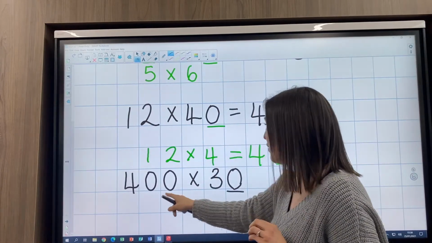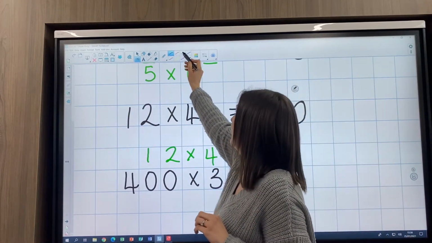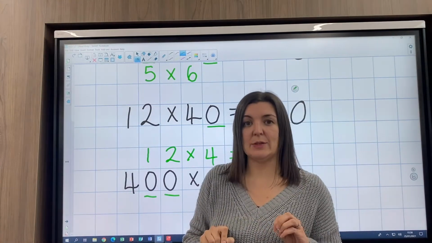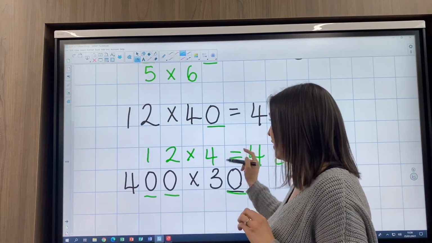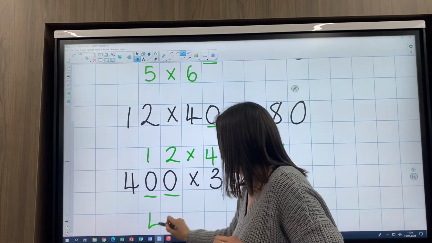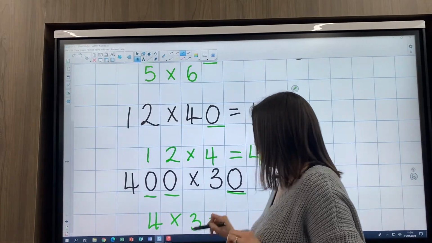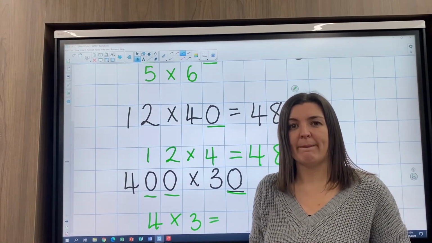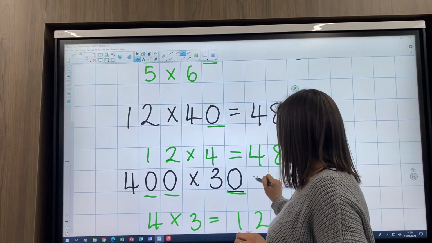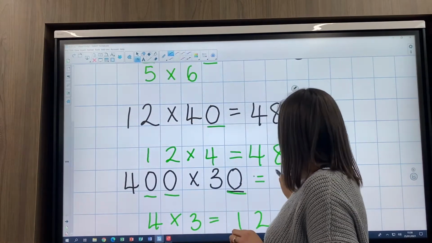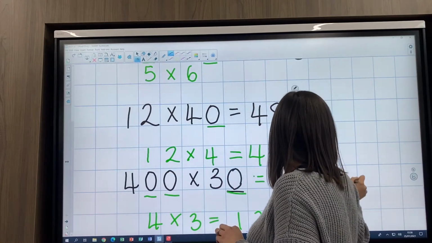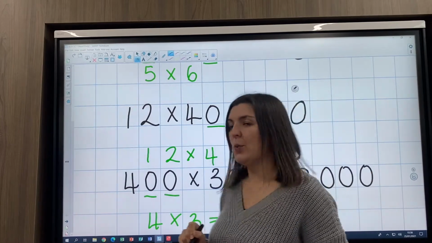So then the last one, I've got quite a few zeros on this one. I've got 2 zeros on 400 and I've got a 0 on 30 as well. So I want you to knock the zeros off. So that makes it 4 times 3. Pause the video and have a go. So you should have got 4 times 3 is 12. And then how many zeros did I knock off? 1, 2, 3. So that would give me 12,000.